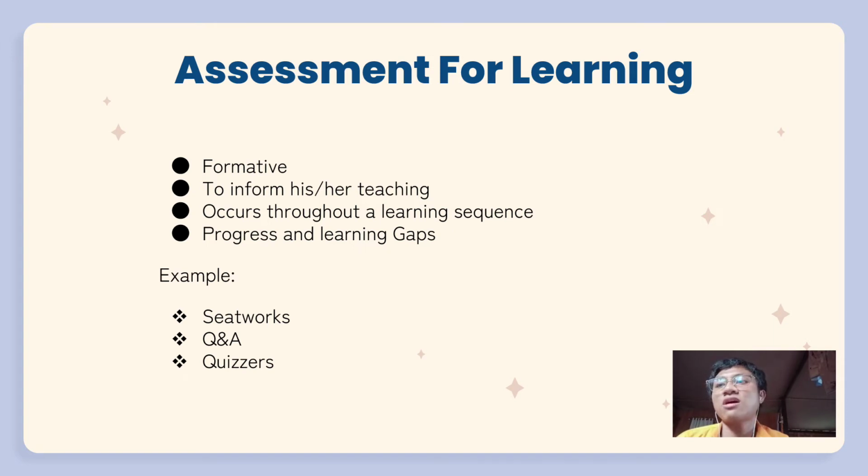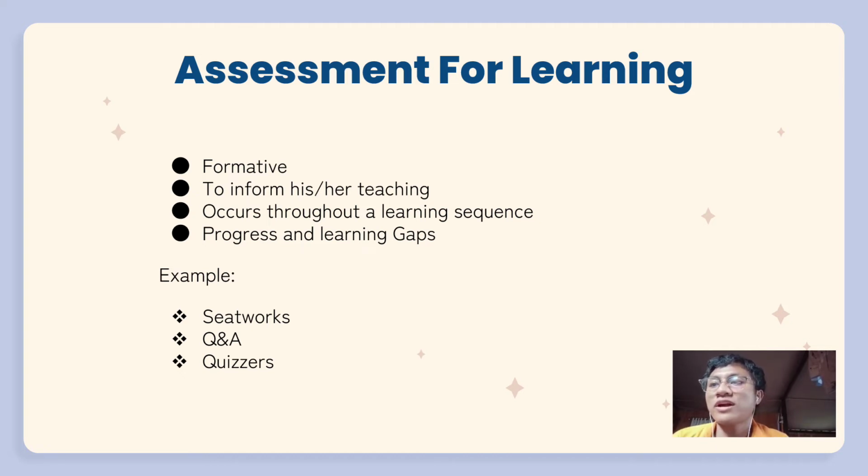It may occur before and throughout the learning sequence in order to determine the progress, that means learning progress and the learning gaps, from the word formative. This means that the teacher examines all the activities in class and uses that evidence to decide whether to reteach the concept or to move on to the next lesson.